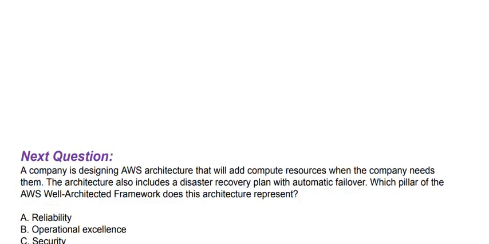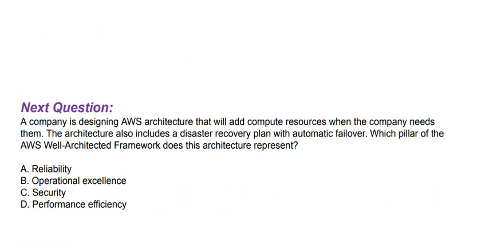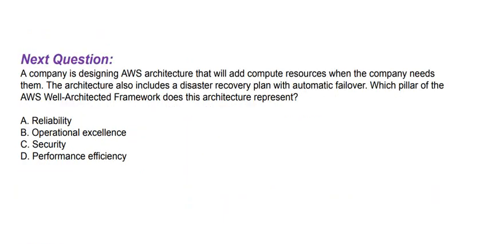Next question is, a company is designing AWS architecture that will add compute resources when the company needs them. The architecture also includes a disaster recovery plan with automatic failover. Which pillar of the AWS Well-Architected Framework does this architecture represent? Option A, reliability. Option B, operational excellence. Option C, security. And option D, performance efficiency. The correct answer is option A.